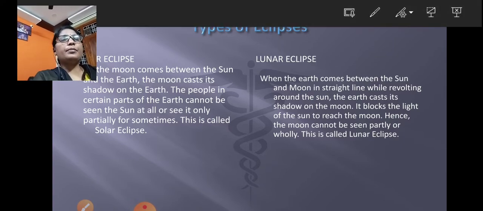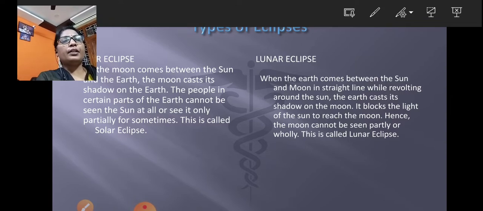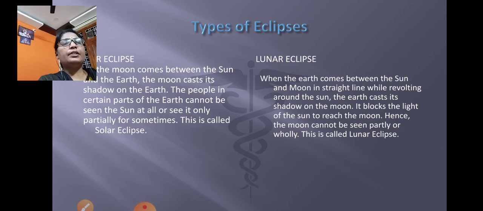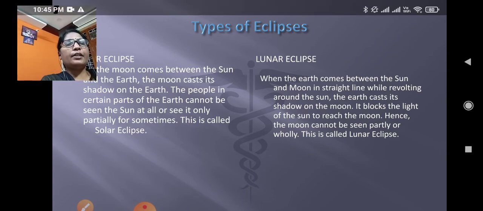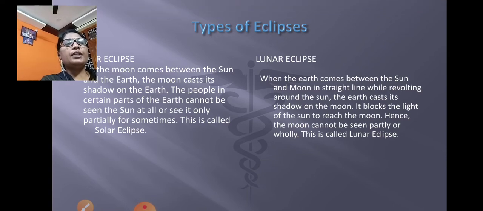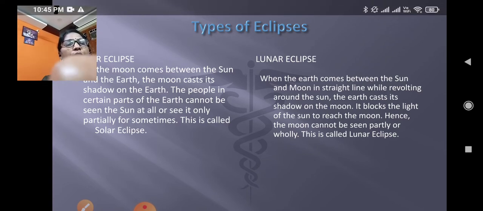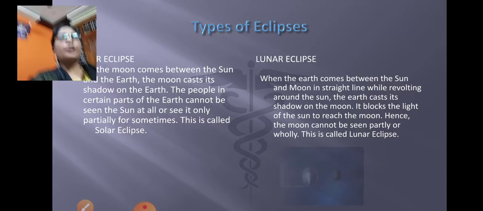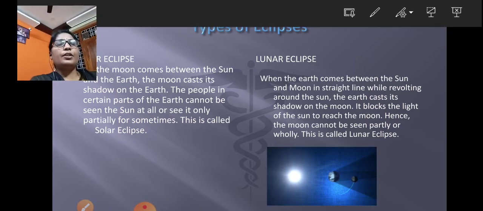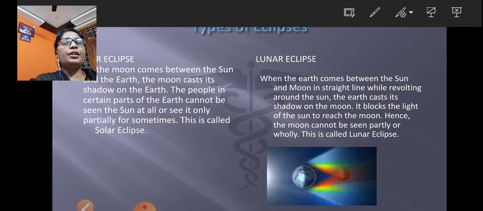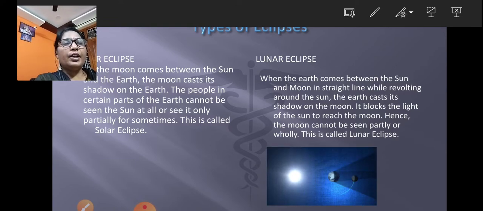When the earth comes between the sun and the moon in a straight line while revolving around the sun, the earth casts its shadow on the moon. It blocks the light of the sun to reach the moon. Hence, the moon cannot be seen partially or wholly. This is called a lunar eclipse. You can see the formation and the revolution, how they are in the straight line.